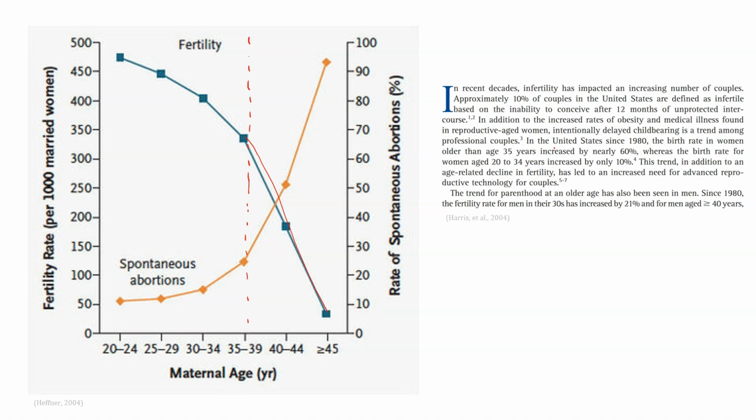And for whatever reason, one of the things that I was reading was that since the 80s, the birth rate in women older than age 35 has increased by nearly 60%. So on average, it appears that women are having kids later in life.